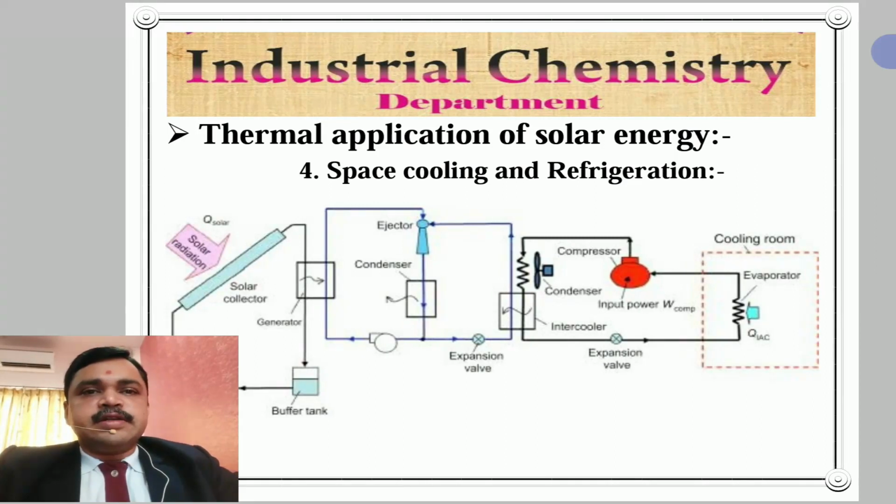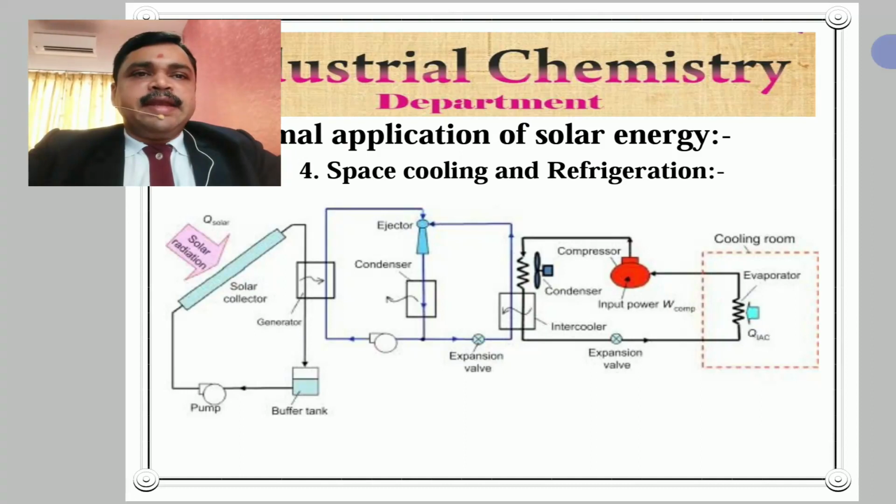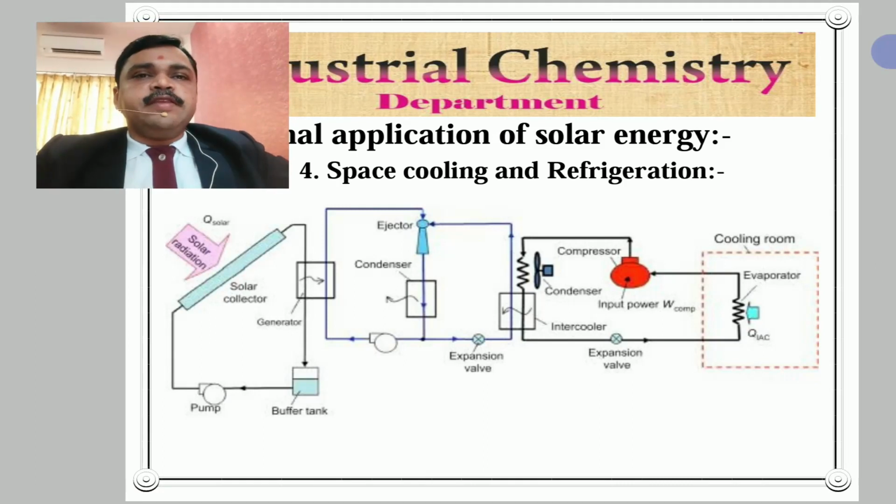See the figure. This figure shows the schematic diagram of a space cooling and refrigeration system. Basic information of this application: there is one cycle for solar radiation absorption, a second cycle for heat transfer, and a third cycle for space cooling. So, this is the system for space cooling and refrigeration. We will discuss the details of this system.